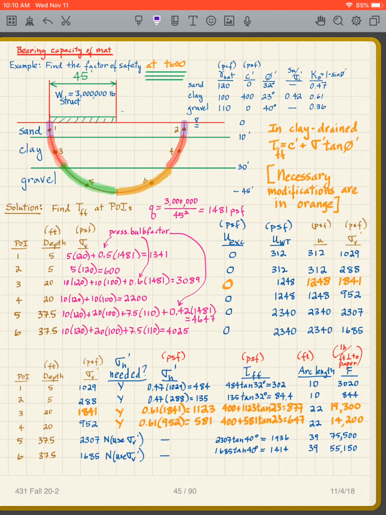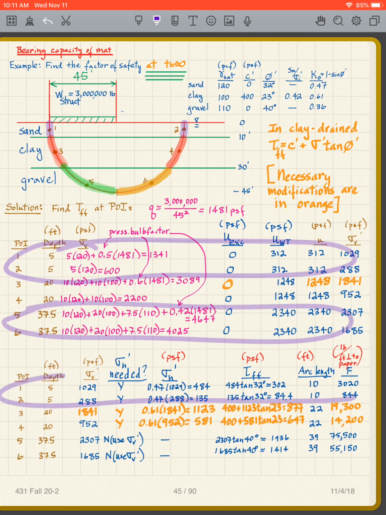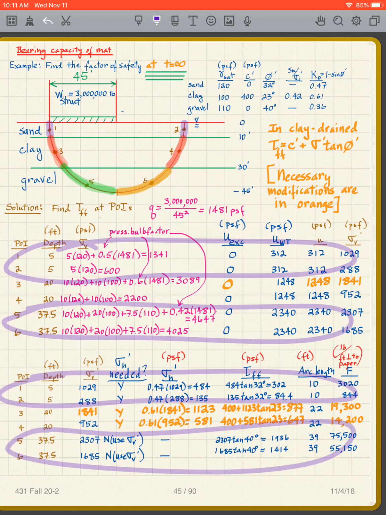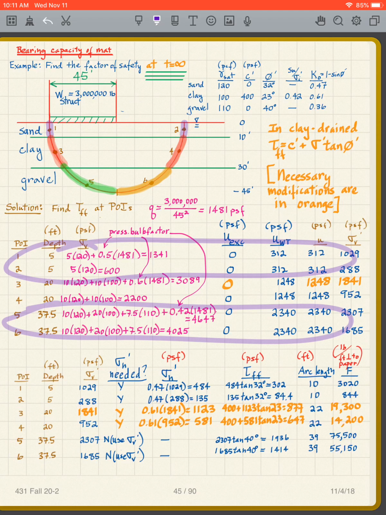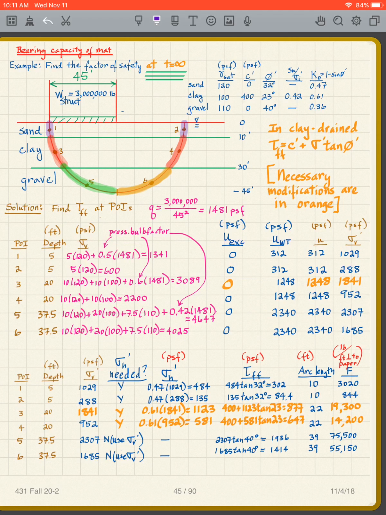Now, okay, same problem, but how do we handle it at t equals infinity? Everything's the same, all the soil properties are the same. So what I've shown here is, now we have clay drained. It doesn't change anything in the sand or in the gravel. So all of the sand and gravel calculations are all the same, because we're still drained in the sand and drained in the gravel.